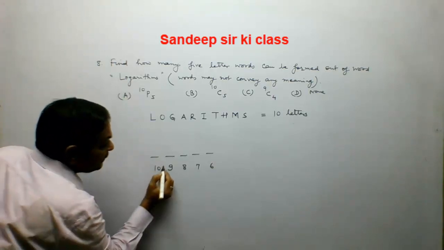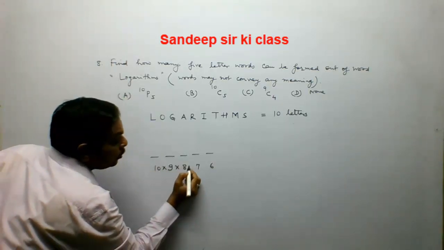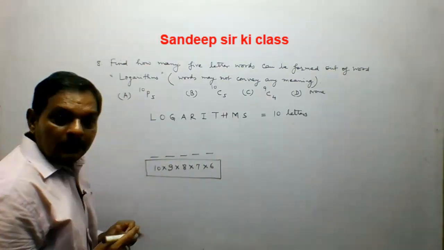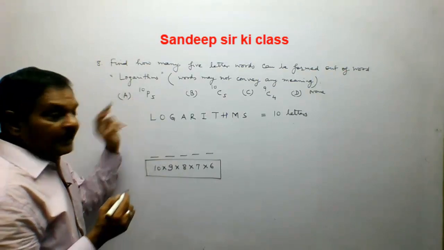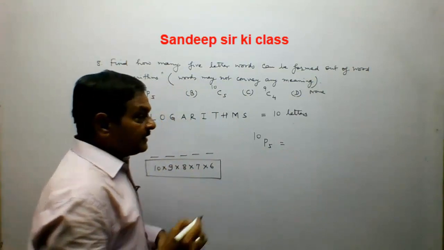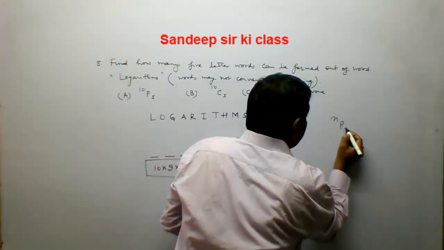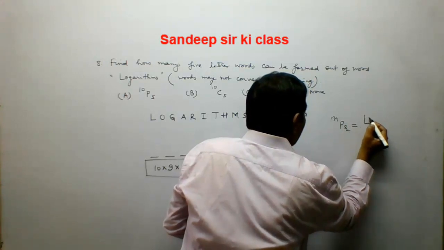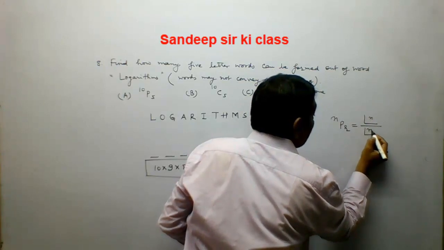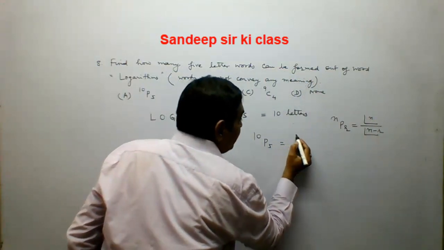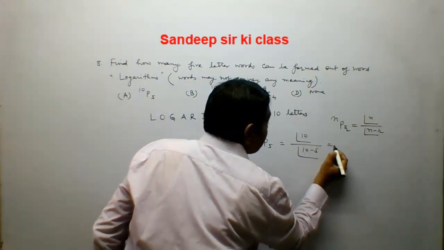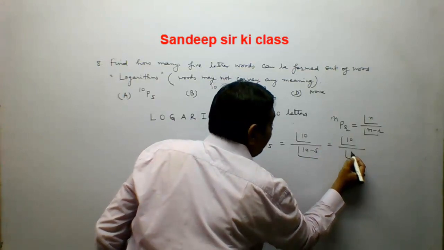So total number of ways will be 10 into 9 into 8 into 7 into 6. This is our answer. Now, if we see option A, it is 10P5. When we simplify this, we know that nPr is equal to factorial n upon factorial n minus r. So this will be equal to factorial 10 upon factorial 10 minus 5, that is factorial 10 upon factorial 5.